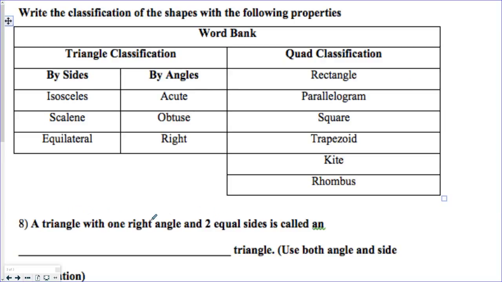So a triangle with one right angle and two equal sides is called a what? Well, one right angle means it's a right triangle, obviously. And two equal sides means it's isosceles. So I would call this a right isosceles triangle, or you can say an isosceles right triangle, it really doesn't matter. But it says here use both angle and side, so you have to use them both. Right because it's a right angle, isosceles because it has two equal sides.